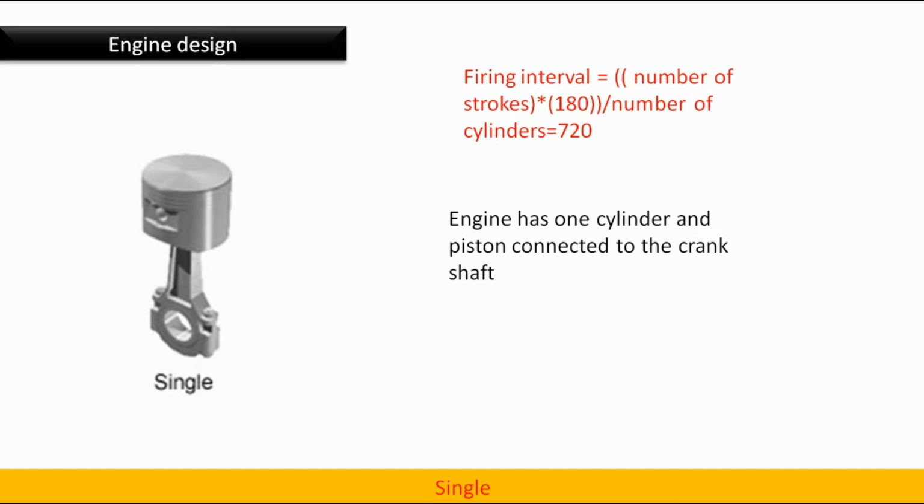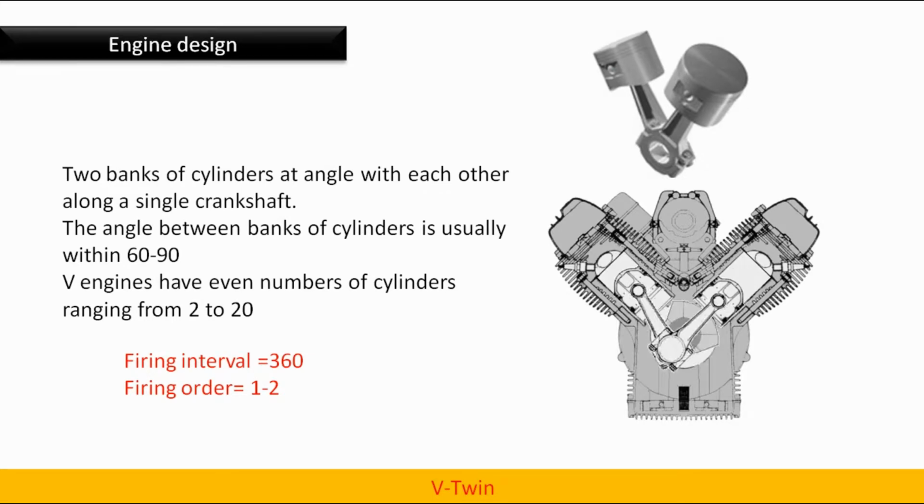You can see the firing interval formula over there, and firing interval definition is the crank angle rotation for which firing takes place. And next we have V-twin engine. Two banks of cylinders at an angle with each other along a single crankshaft. The angle between the banks of cylinders is usually within 60 to 90 degrees. V engines have even number of cylinders ranging from 2 to 20. Here the number of cylinders is 2, so we call it V-twin.